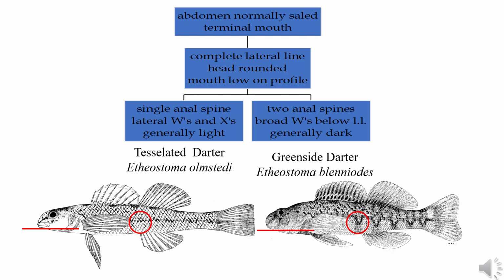Many keys will point to the anal spines. The tessellated darter is our only common percid with one anal spine, and the greenside will have two. But again, if you remember me saying, this is very difficult to discern. You'll probably need a hand lens to identify that rather than identify it by feel.